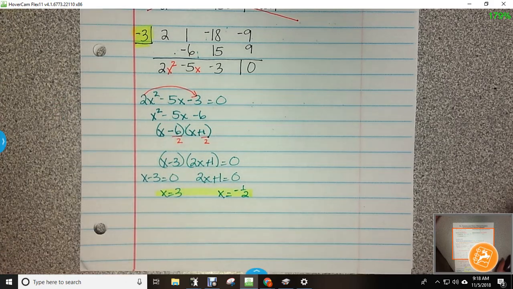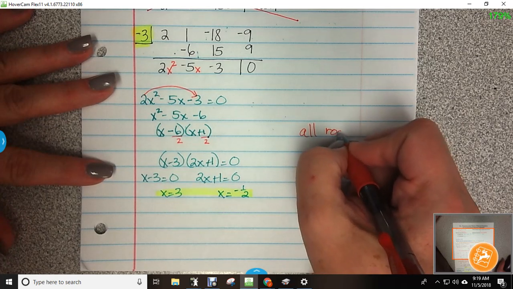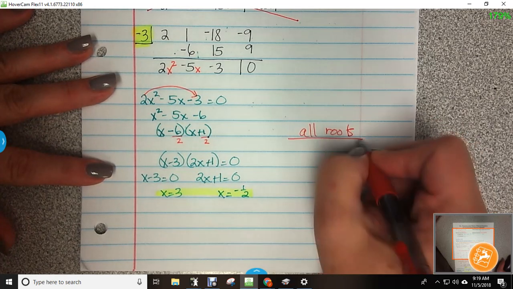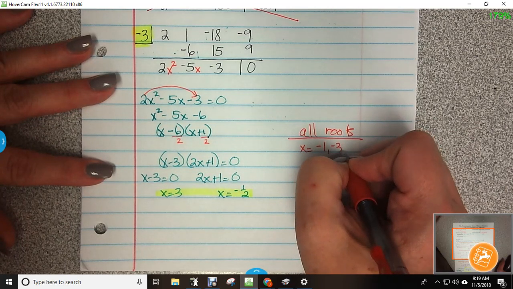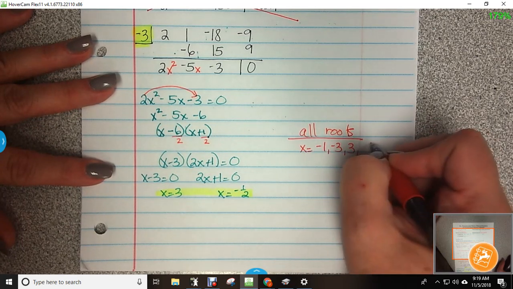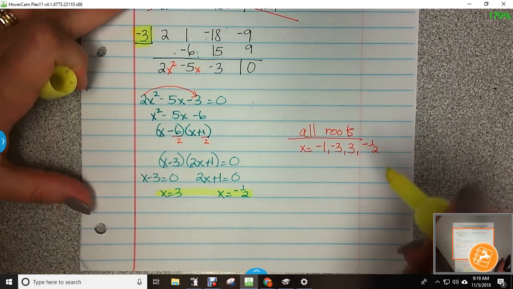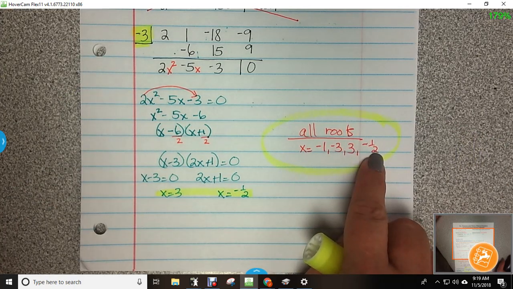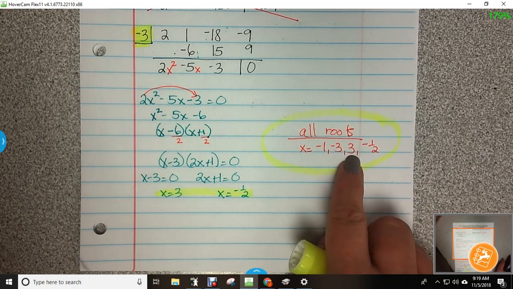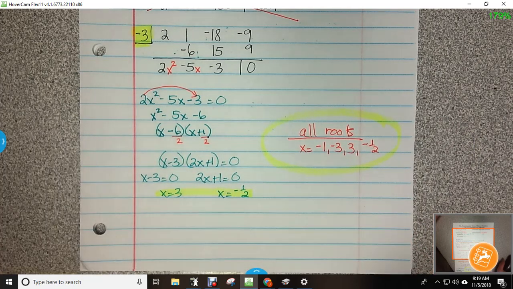So when I'm listing all of the roots, I get x equals negative 1, negative 3, positive 3, and negative 1/2. And you can see here that I got 3 negative rational roots and I got 1 positive rational root, which matches up with what we saw from using Descartes' rule of signs.